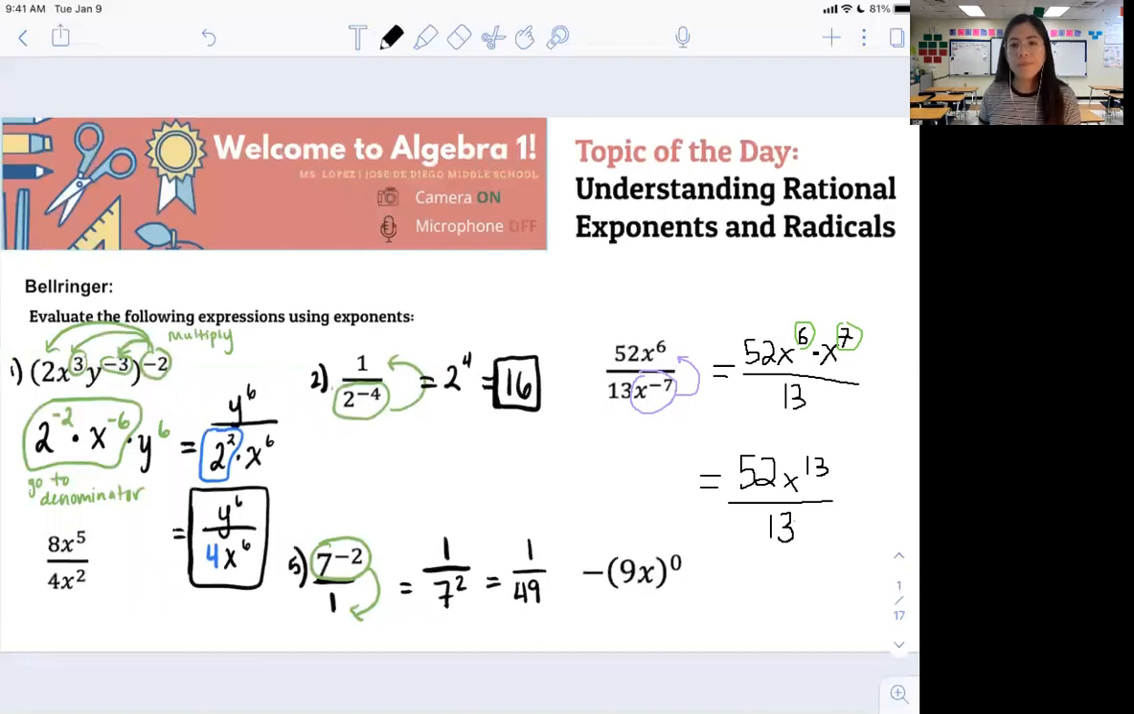Can you divide 52 by 13? Yeah, you sure can. We're just going to treat that like any normal type of fraction. So what is 52 divided by 13? 4. So all I have to do now is we're just simplifying, really. We're just dividing that because we can. If you're able to simplify something, then you should. That's kind of how it goes. So then I end up with 4x to the power of 13. That's it.